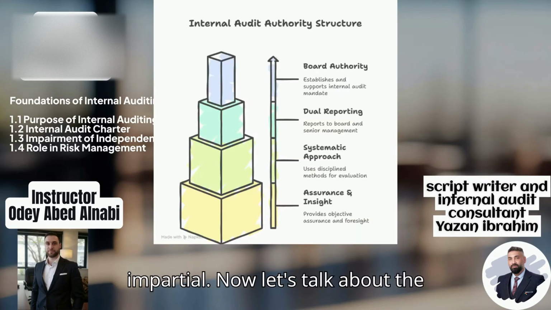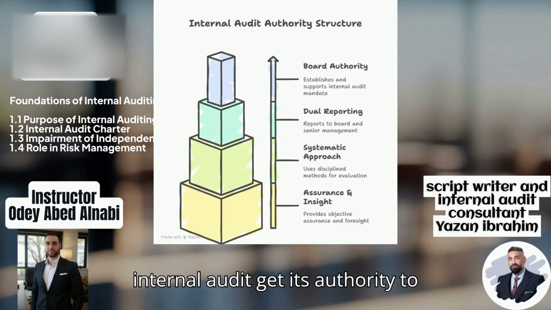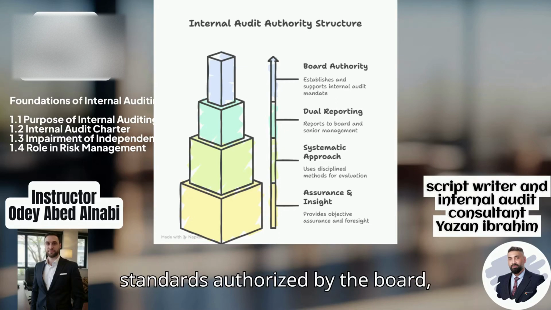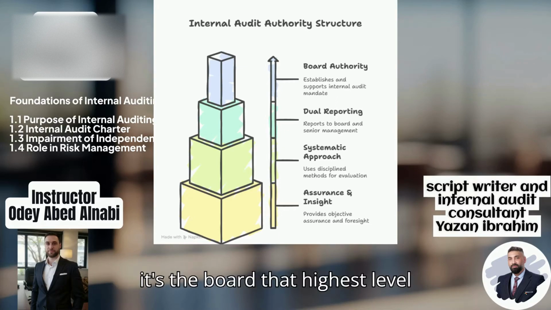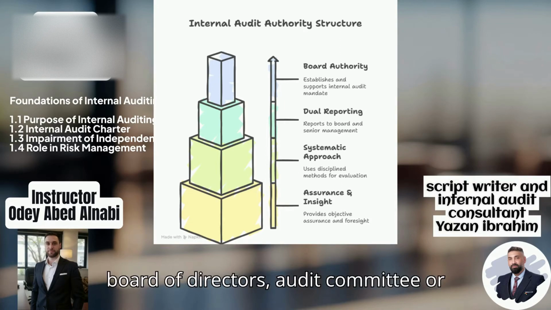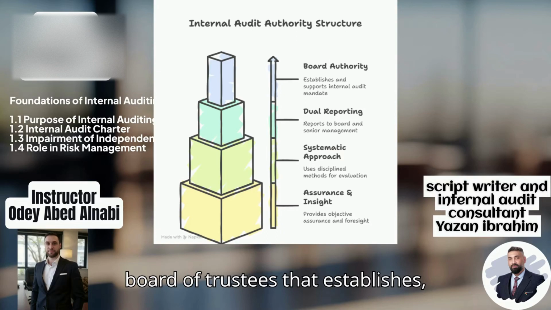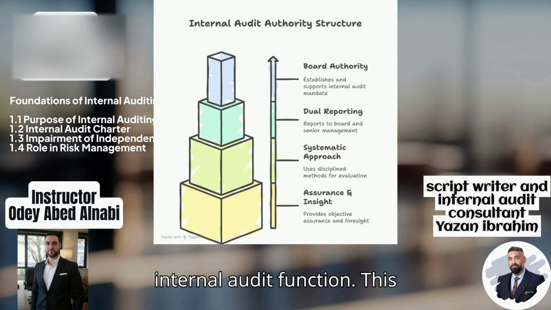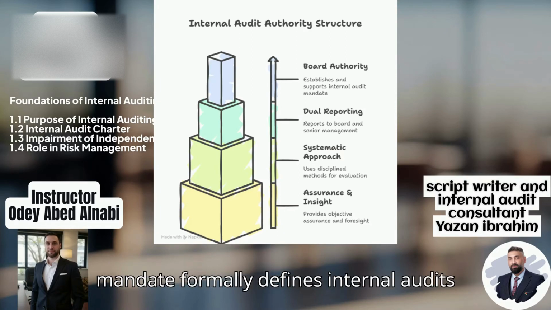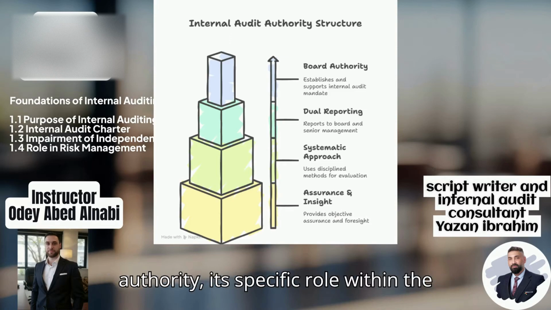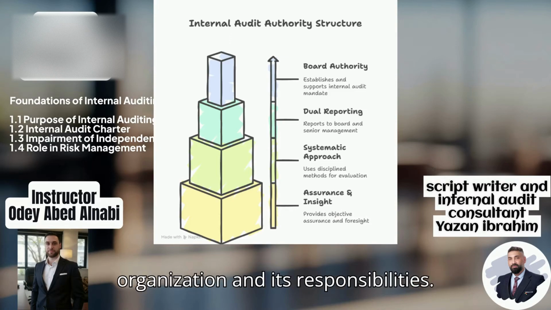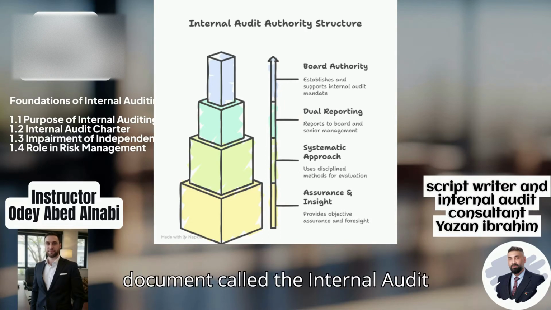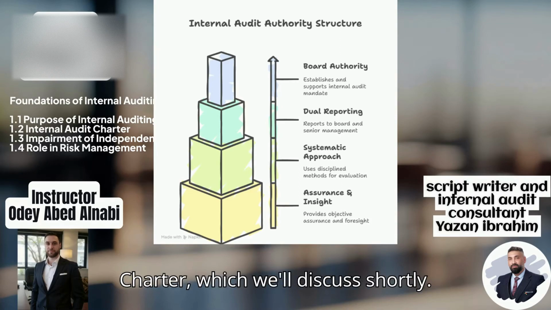Now, let's talk about the internal audit mandate. Where does internal audit get its authority to operate? According to Principle 6 of the standards, authorized by the board. It's the board, that highest level governing body, whether it's called a board of directors, audit committee, or board of trustees, that establishes, approves, and supports the mandate of the internal audit function. This mandate formally defines internal audit's authority, its specific role within the organization, and its responsibilities. Crucially, it's documented in a key document called the Internal Audit Charter, which we'll discuss shortly.